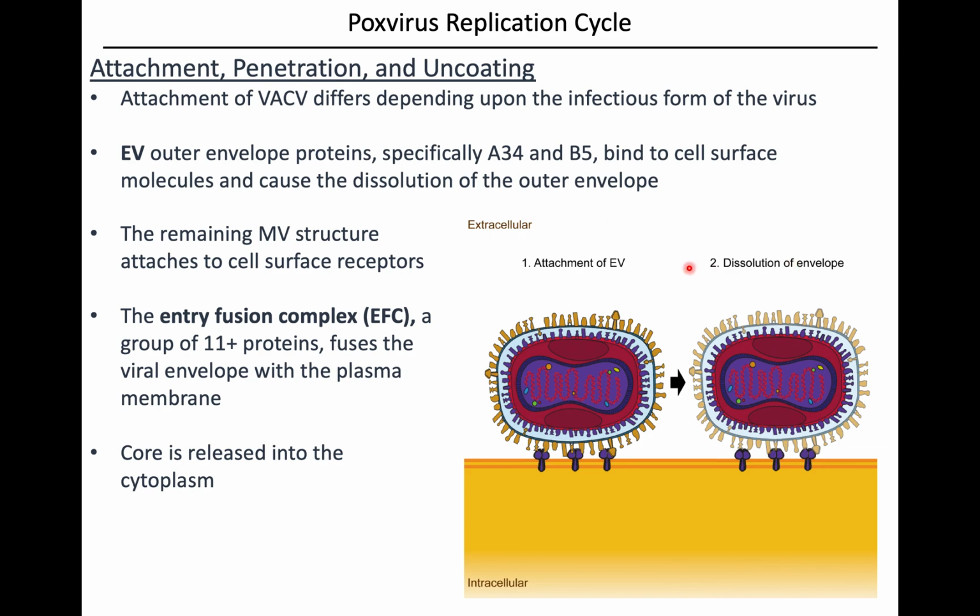So here we're looking at that doubly enveloped virus, and there's a couple of proteins that are known to be specific for binding to the cell surface. Basically they will initially bind, and that will trigger that outer envelope to dissolve, and then other proteins on the surface of the mature virion will bind and will actually get uncoating and penetration at that point. And you'll get this big entry fusion complex that you'll see on the next slide that's got at least 11 proteins in it. So there's a lot of proteins involved with this entry process.